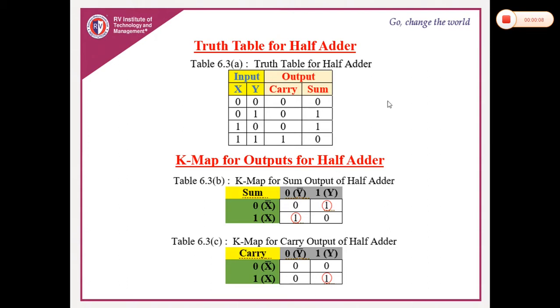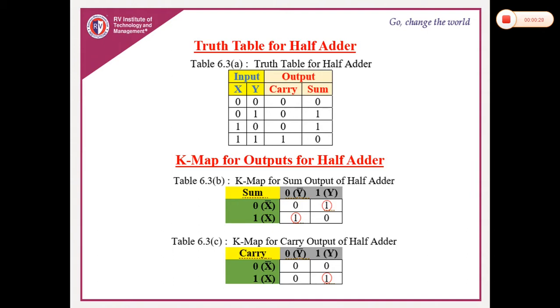A half adder has two inputs and two outputs. An adder is basically going to add two different entities. So here it is going to add two different binary numbers, x and y. Whenever we have two inputs, four combinations are possible, because 2 power n, where n is 2, gives 2 power 2, which is 4 input combinations.